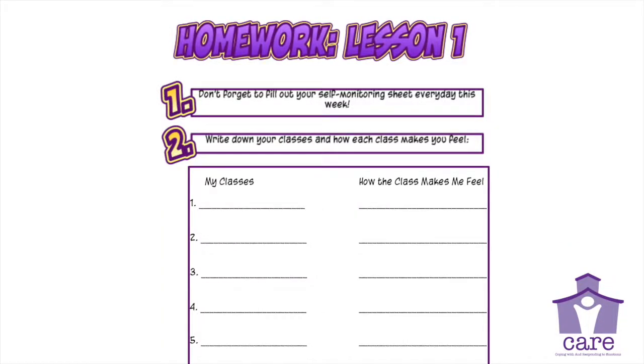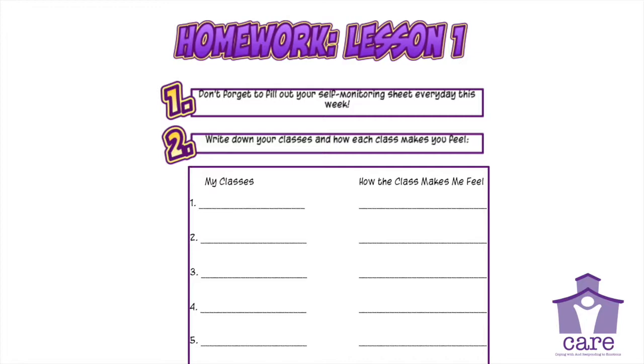Okay, and then the last thing to do is just briefly go over the homework for lesson 1. Make sure students have that. As you can see, it's pretty straightforward. They're going to write down their classes here, so math, reading, PE, art, whatever classes they have. And then over here, they're going to write how that class makes me feel. So PE makes me feel happy. Reading makes me feel bored.